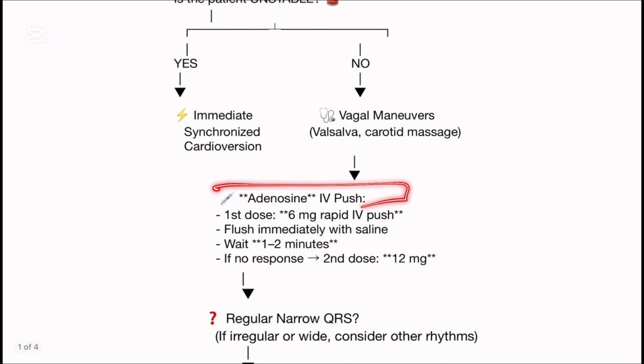When we have the medicine called adenosine, we should give it as a rapid IV push. The central line is preferable, but if we don't have a central line, then we should open a wide bore cannula. First dose is 6 mg, rapid IV push, along with saline 10 to 15 ml.